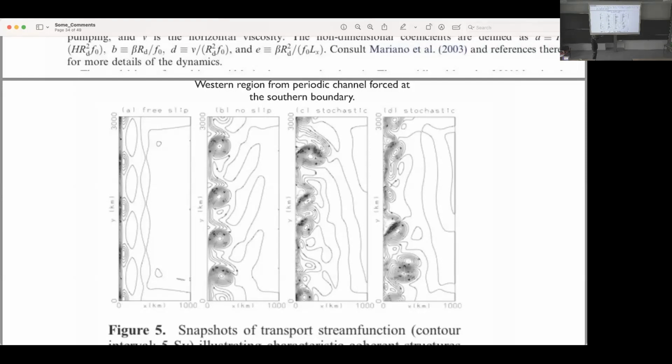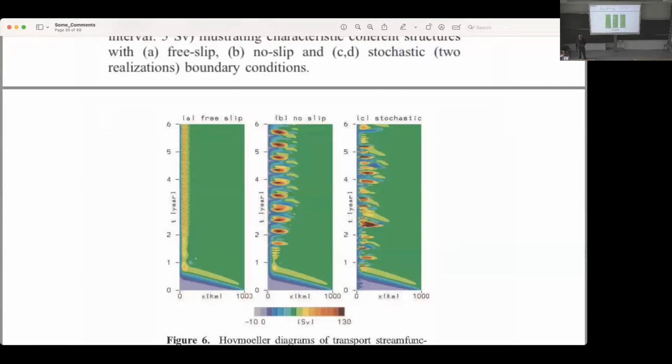The no slip shows a regular train of eddies being formed of pretty much the same size. And here are two different realizations from our stochastic simulations showing eddies of different sizes, not as regular, and a much more energetic ocean.